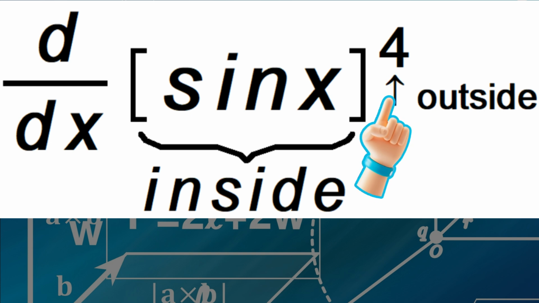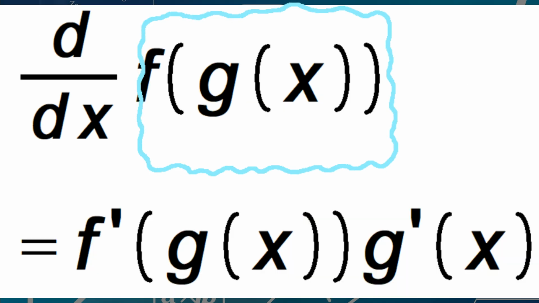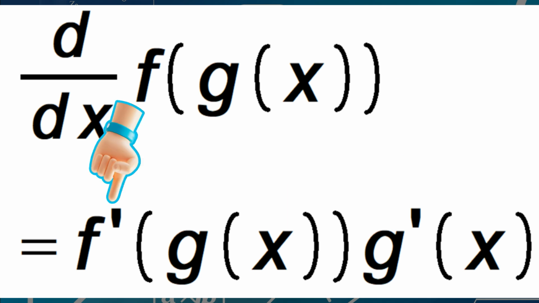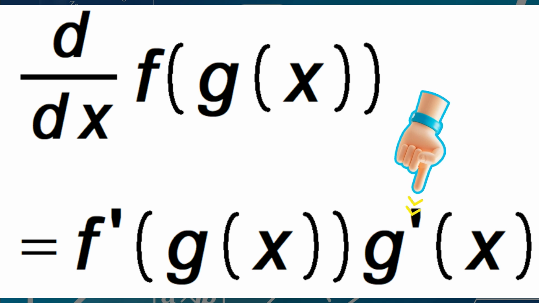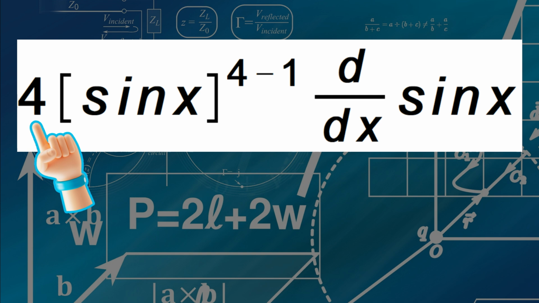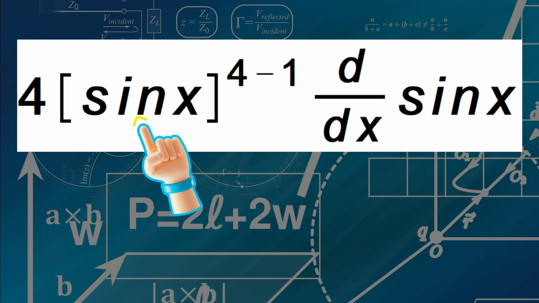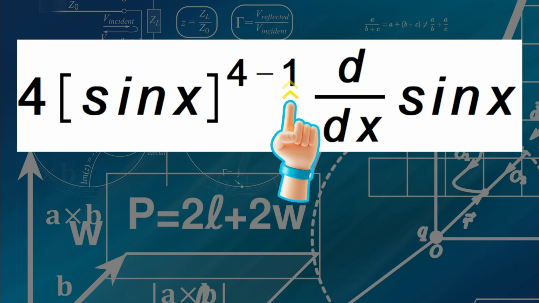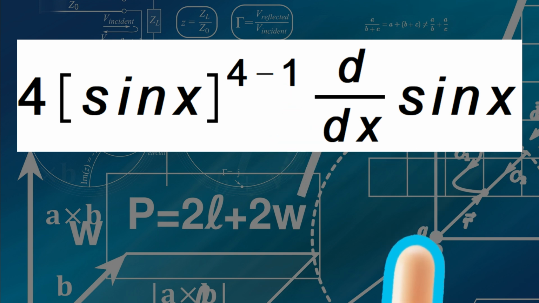is the outside function. The chain rule states that the derivative of f of g of x is the derivative of the outside, f prime, evaluated at g of x, multiplied by the derivative of the inside, g prime of x. Applying the chain rule here means we put 4 on the left, copy sine of x inside the brackets unchanged, subtract 1 from the exponent, and set up the multiplication by the derivative of the inside, sine of x.